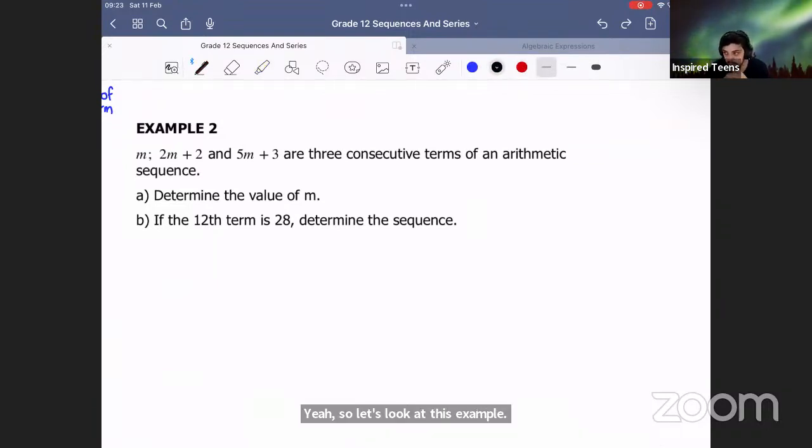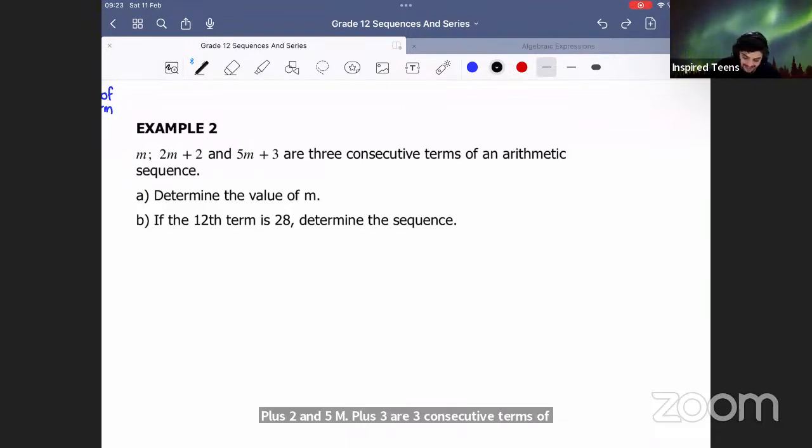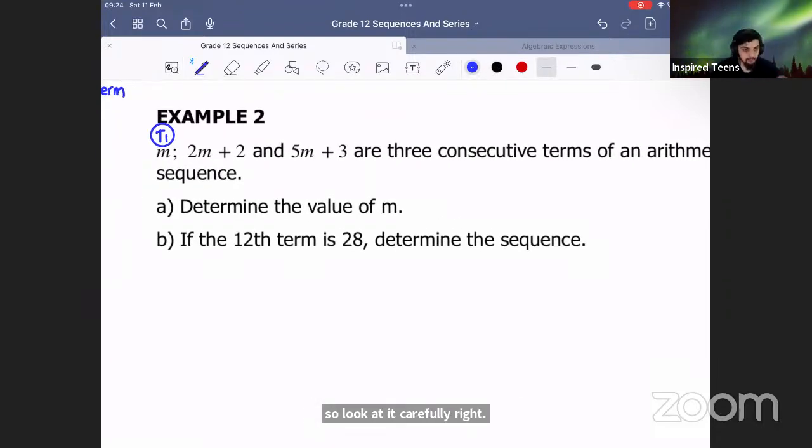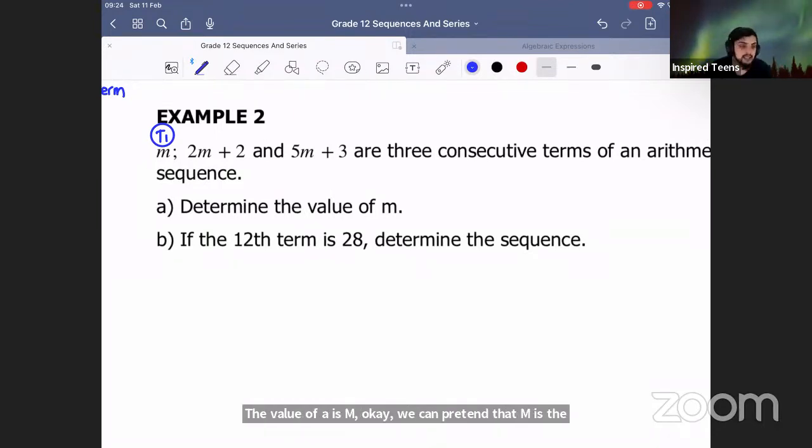It says m, 2m plus 2 and 5m plus 3 are 3 consecutive terms of an arithmetic sequence. Now, don't get confused just because they added variables. So look at it carefully, right? M is term 1. So I actually have the value of a. The value of a is m. Okay, we can pretend that m is a number. We can treat m as a number.